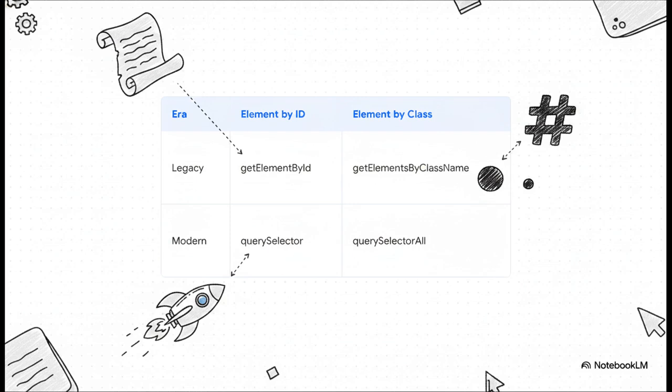Modern JavaScript gave us a massive upgrade. The modern standard is querySelector and querySelectorAll. These are universal. You can pass them a tag name, an ID using a hashtag, or a class using a dot, literally exactly like you write CSS. It just makes selecting the exact element you want feel incredibly intuitive.